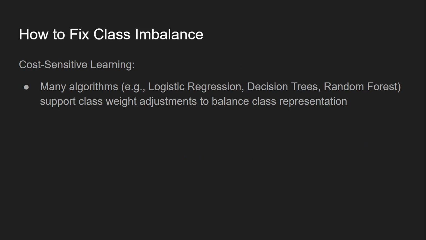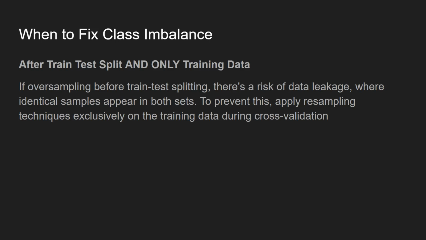Another way you can fix this is cost-sensitive learning. So many algorithms, like logistic regression, decision tree, random forest, support class weight adjustments to balance class representation. So when do you want to fix class imbalance? You want to do this after your train test split, and you only want to do this with your training data. If oversampling before the train test split, there's a risk of data leakage where identical samples appear in both sets. And to prevent this, apply resampling techniques exclusively to the training data set.